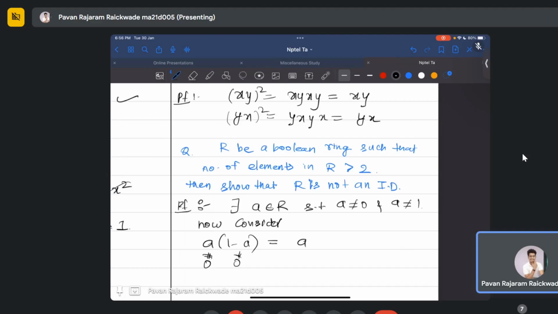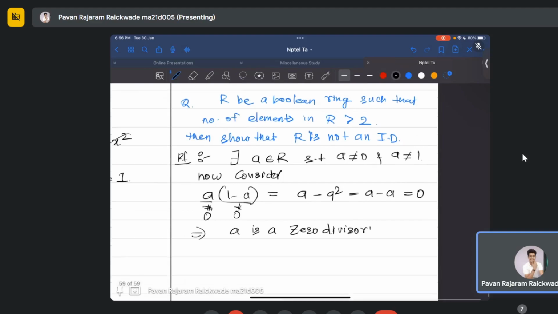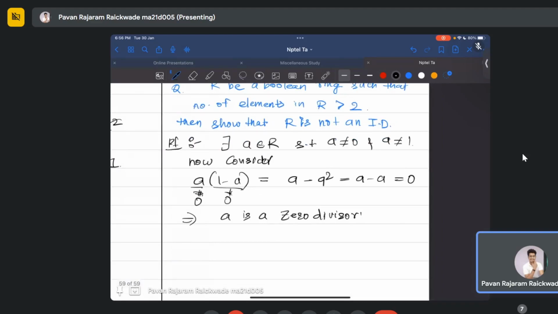But if you multiply, you get A minus A squared, right? But what is A squared? A squared is A, since you are in a Boolean ring. So this is 0, right? So that means you have a non-zero element and another non-zero element whose product is 0. That means A is a zero divisor, right? So any Boolean ring with more than two elements is not an integral domain. And of course, a ring with two elements is an integral domain.